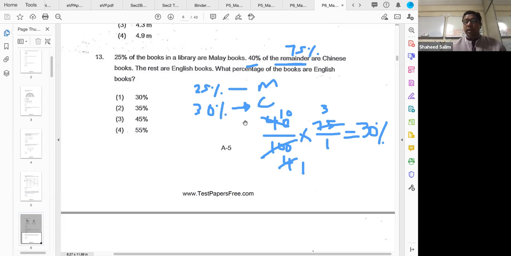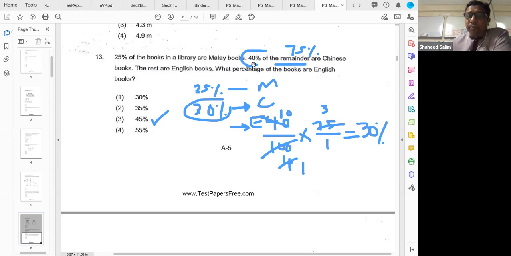So this Chinese book, English books is balanced. So take 100 minus 25 minus 30, you get 45. Now, you must understand the difference. Why is this 30%? I thought it's 40% here. This is of the remainder. This is of the whole books.